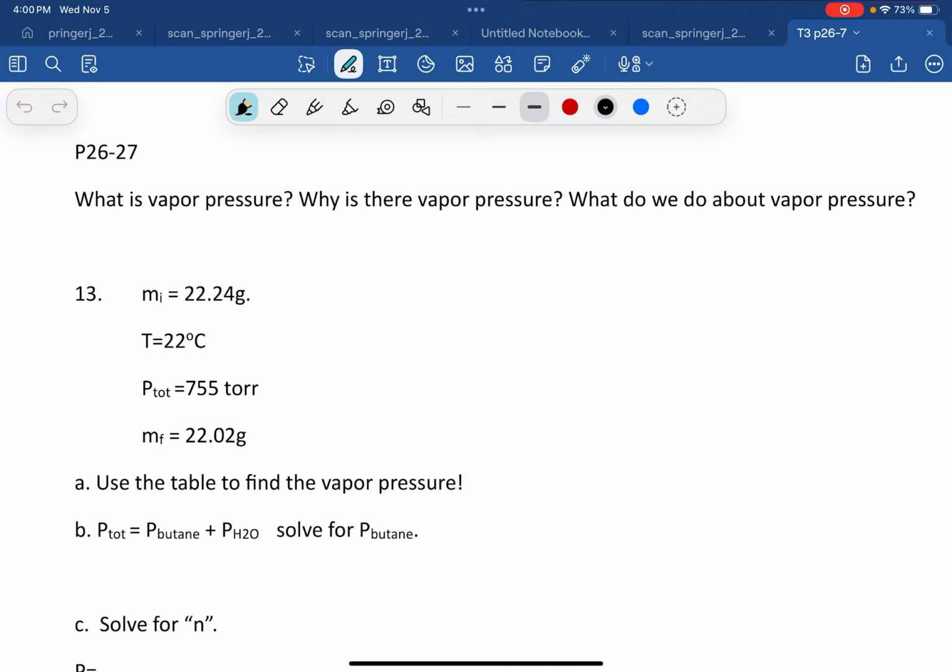So we've got some butane that we're collecting through water, and it gives us the initial mass of the lighter, and then we let some gas out, and then we got the final mass of the lighter. We got the pressure of the gas, and we know the temperature. So the mass before is 22.24 grams, the mass at the end, 22.02 grams. Temperature is 22 degrees Celsius, which we know.